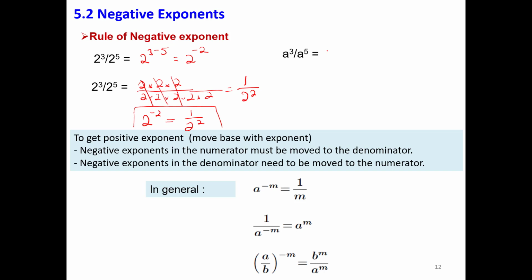With a, same base, we have a quotient, so we subtract the exponents: 3 minus 5 is minus 2. Let's now apply the concept of the exponent. We have a to the third is a times a times a, over a times a times a times a times a, and we get 1 over a to the second.